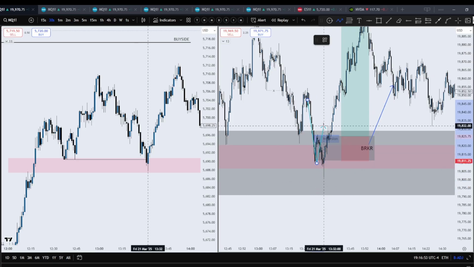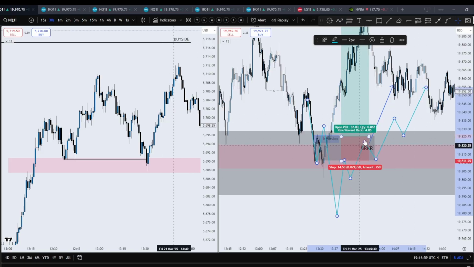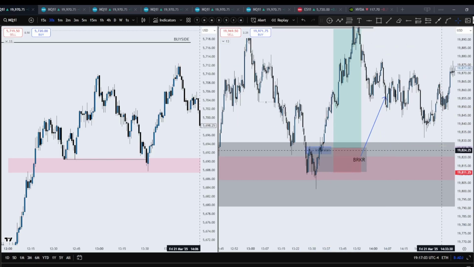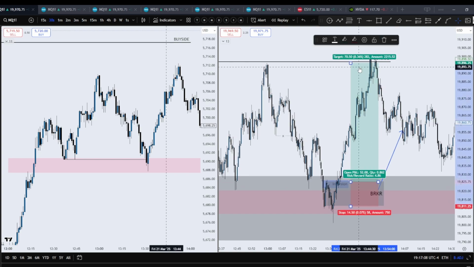Like I said, it could go something like this, and then instead of getting stopped out, we wait for the flip, and then let's say it does something like this. We take it when we get confirmation on that flip, while inside that 15-minute entry model, and that's how we were able to really take 70 points on stream here while risking only 14.5 points.